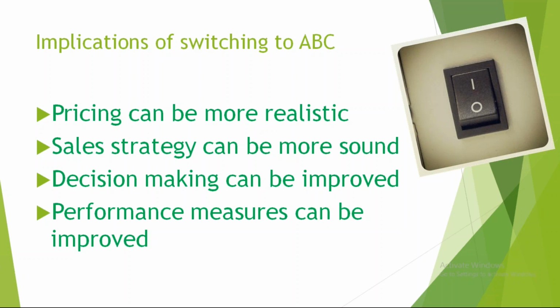Decision making will surely improve because we know how the cost behavior happens, what activity takes the cost. So if you are looking for cost control, we can look at which activities we should be cutting down. And also performance measures. Ultimately, at the end of the day, we must measure the performance of each and every section, each and every person. Those things can become much more improved with the switch.